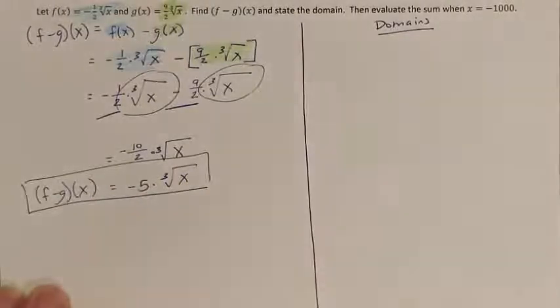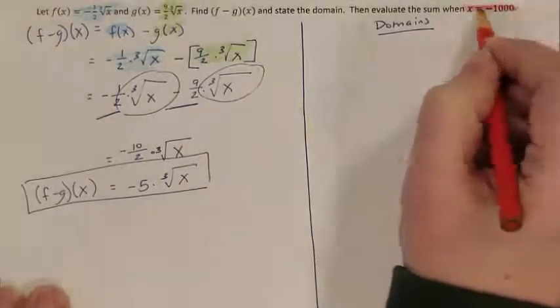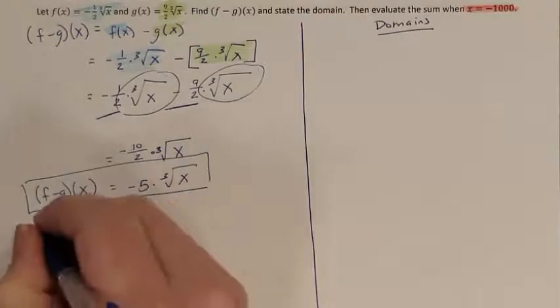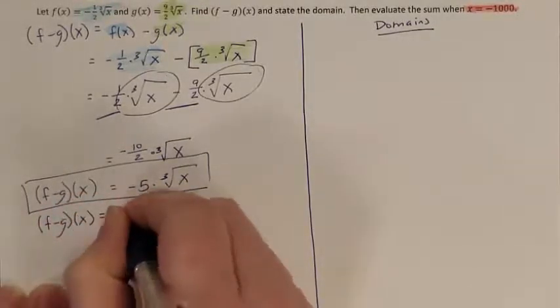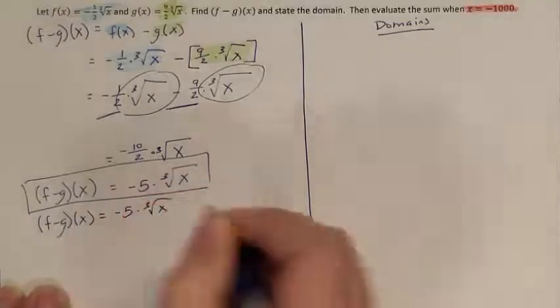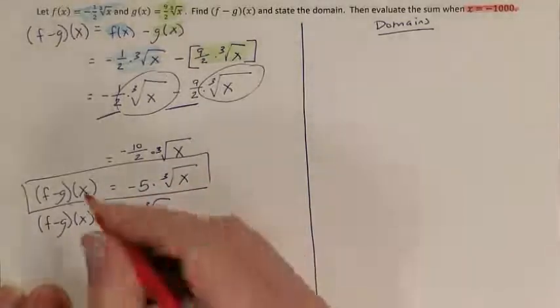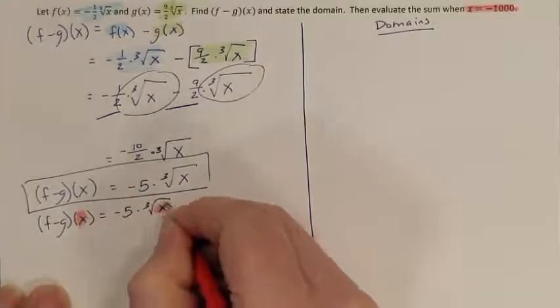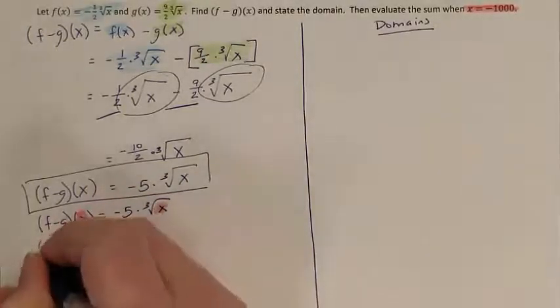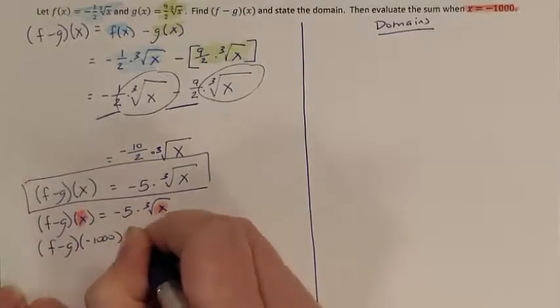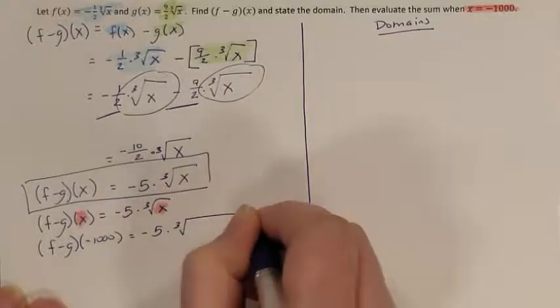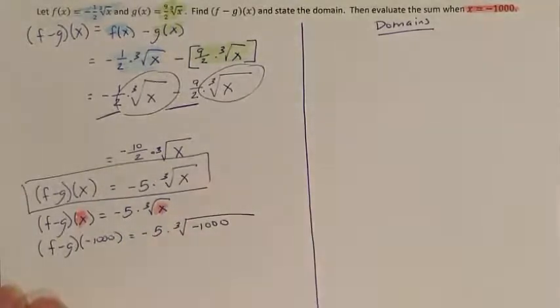But now we're being asked to actually evaluate when x was a negative 1,000. So I have the f minus g at x equaling negative 5 times the third root of x. We're no longer using x. We're going to use the negative 1,000 instead and evaluate. So I have f minus g at negative 1,000 equaling negative 5 times the third root of negative 1,000. All of my x's were replaced with the negative 1,000 I was told.